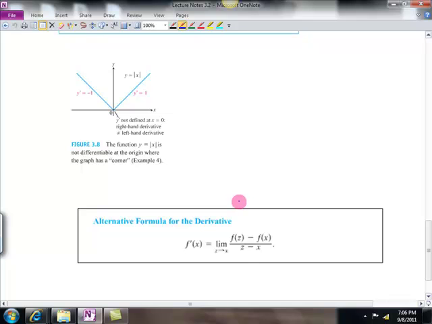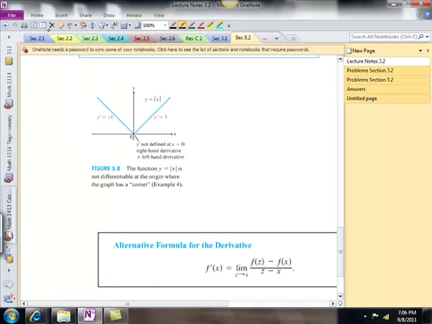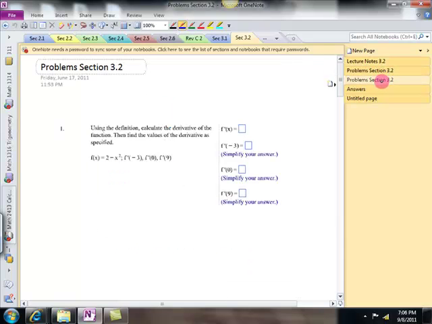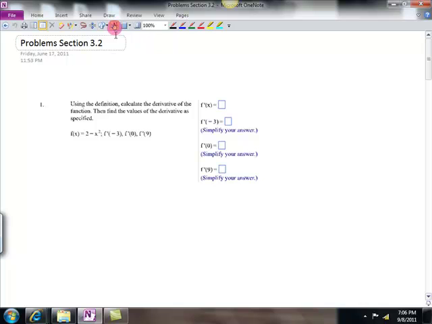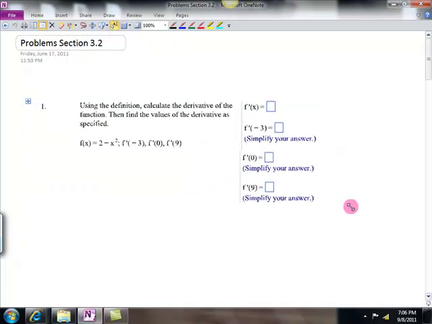This is in there, but I decided not to give you any problems using this. I had one in there. You'll see it in the notes if you want to look at it, but I didn't give you one for homework, and I won't hold you responsible for one. Okay, let's look at the problems and see what we need to do.